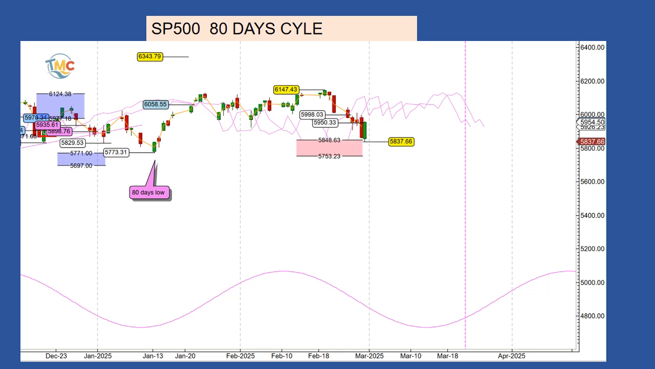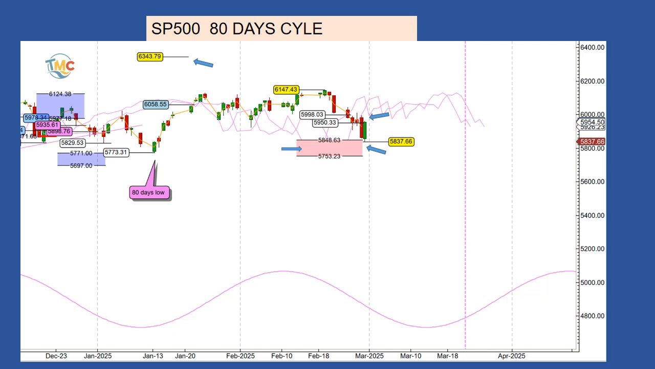For the second time this year, on February 25th, the SP500 gave a trading signal. This time it was on the downside, invalidating the previous 6,343.79 upside target, when the SP500 crossed below its cycle lines at 5,998.03 and 5,950.33. Providing a downside target zone between 5,848.63 for the top of the zone and 5,753.23 for the bottom part.